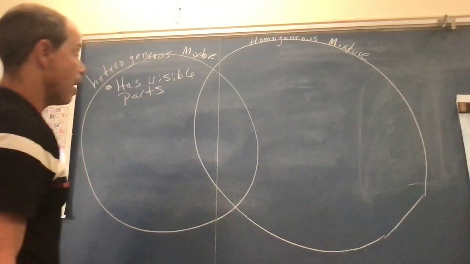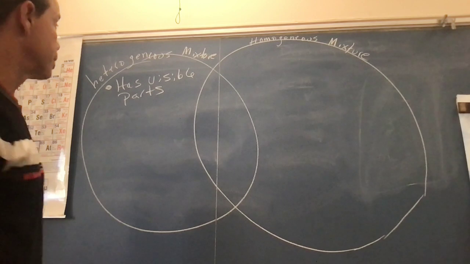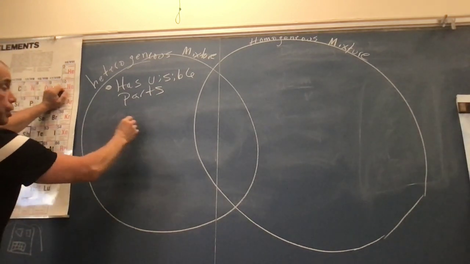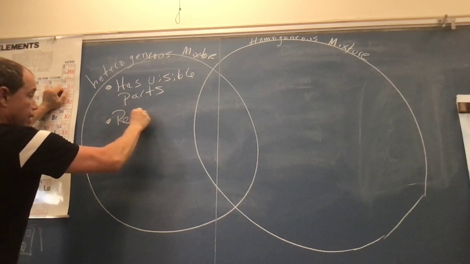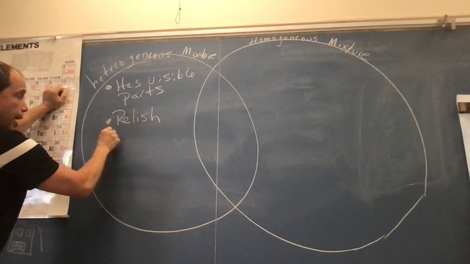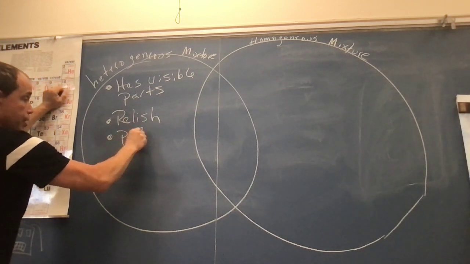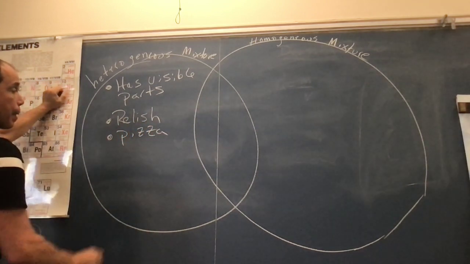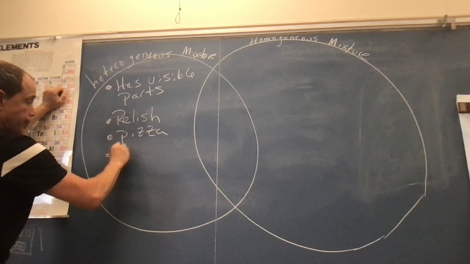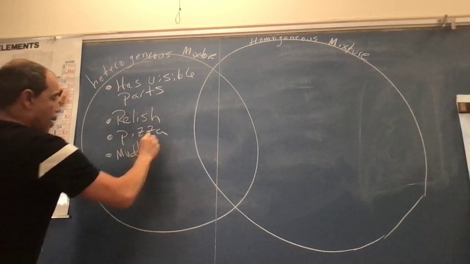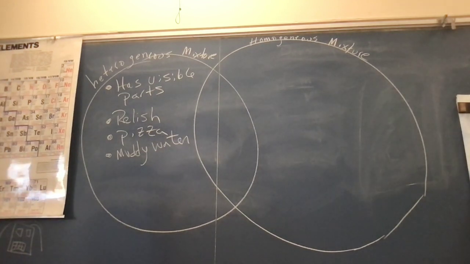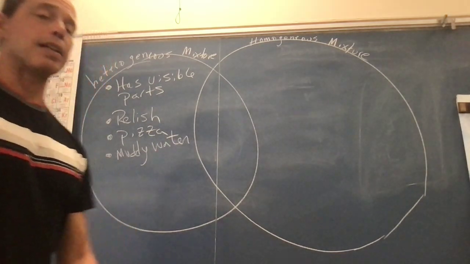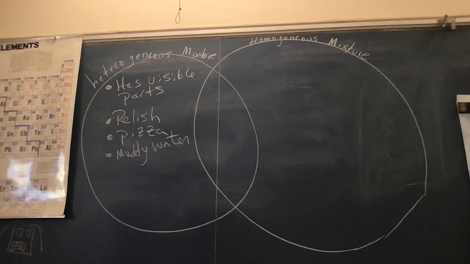They can be not just solids, but of course they could be liquids as well. So some examples of heterogeneous mixtures, you could say something like relish. You could say pizza, which I think I mentioned already. You could say muddy water. So those are some common ones that you've probably come across at some point in your short lives.